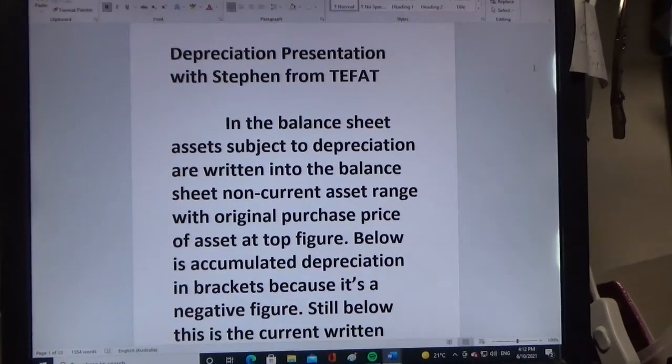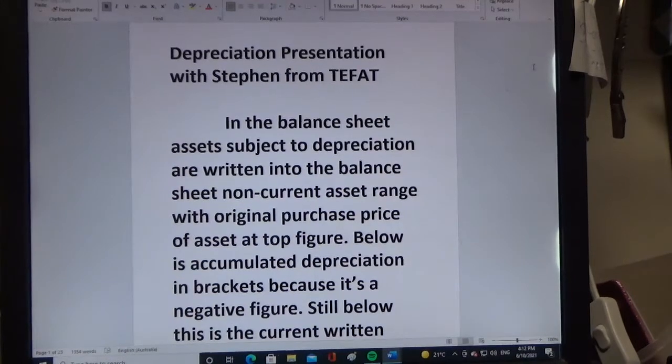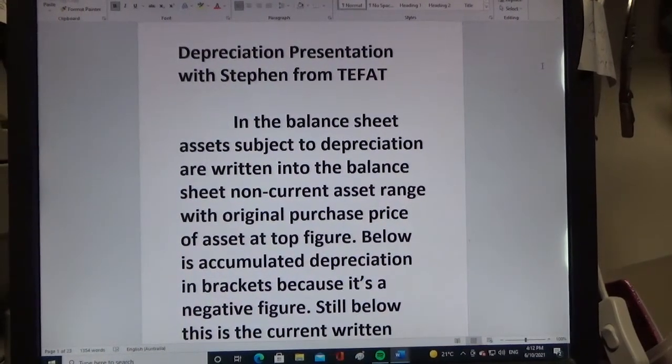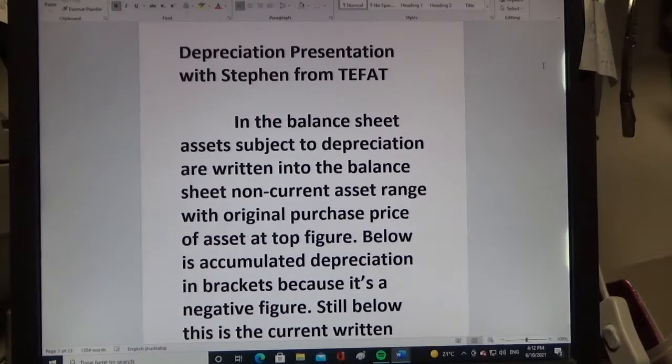In the balance sheet, in the non-current asset range, some non-current assets are subject to depreciation. They go lower in value, like a car depreciates every year. Eventually the value of the car runs down to scrap and the person needs to purchase a new motor vehicle.